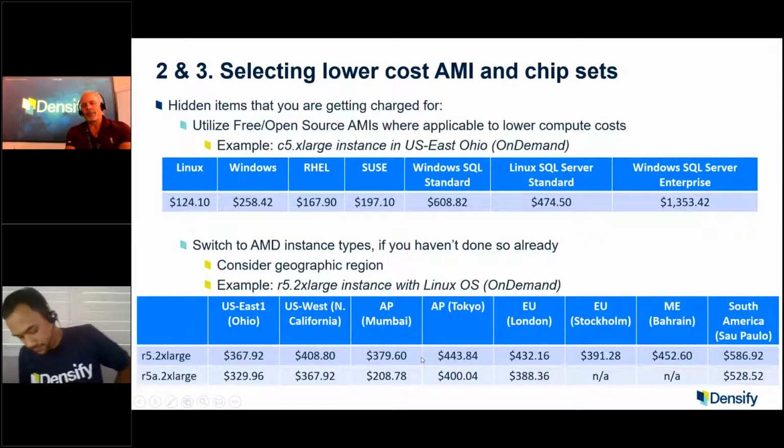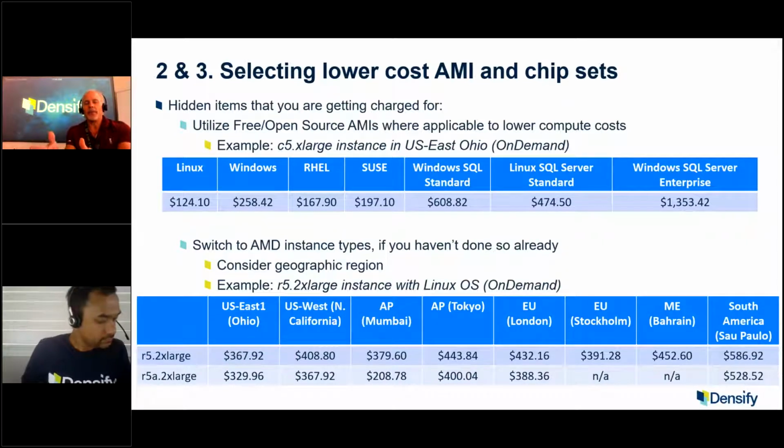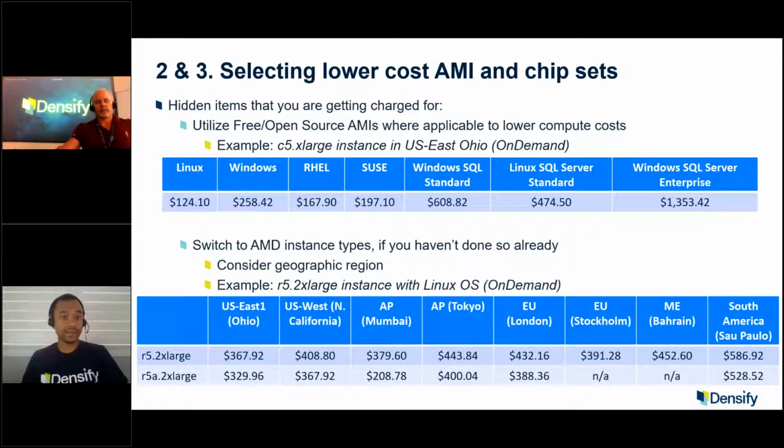It's also important to note that the analytics will sometimes actually make a recommendation to say you should have an R5 versus an R5A, and even knowing that it might not be available in certain regions, like in the EU, in Stockholm, or in the Middle East. Absolutely, that's a very good point. So being aware of that is very important.